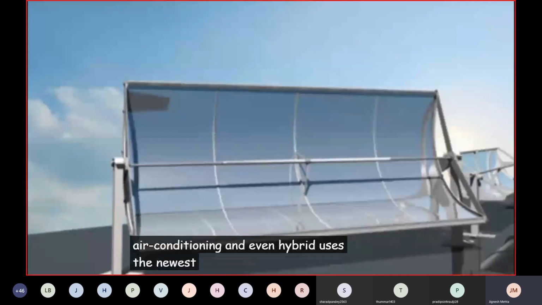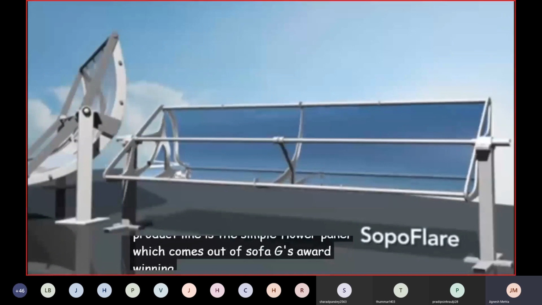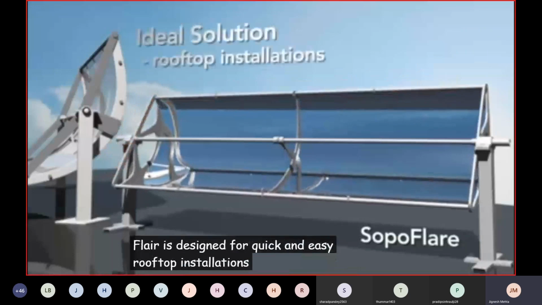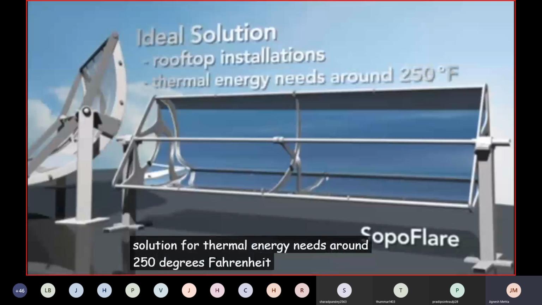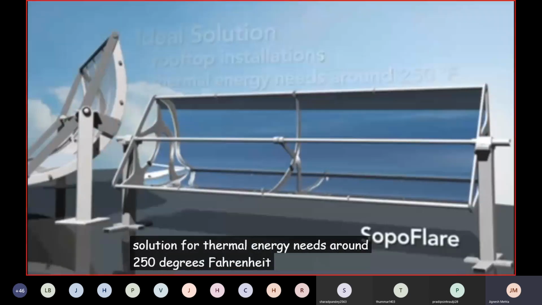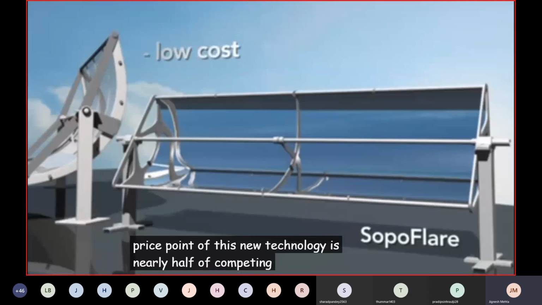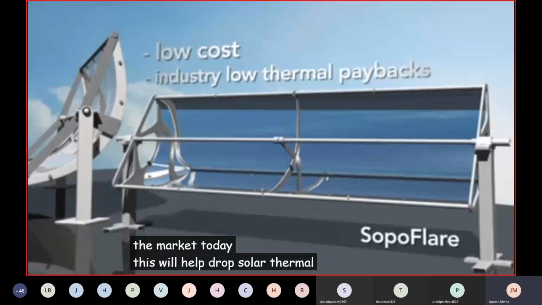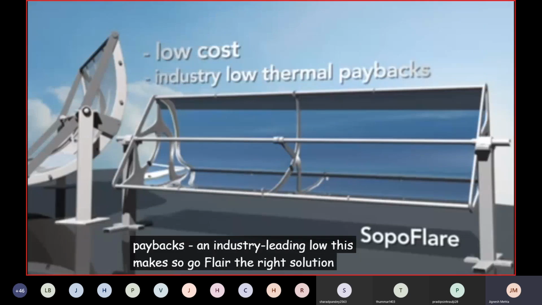The newest collector to the Sopogy product line is the Sopo Flare panel, which comes out of Sopogy's award-winning culture of innovation. At 8 feet long by 2.5 feet wide, Sopo Flare is designed for quick and easy rooftop installations and is the perfect solution for thermal energy needs around 250 degrees Fahrenheit. Sopo Flare comes with one more benefit: it's low cost. The price point of this new technology is nearly half of competing technologies on the market today. This will help drop solar thermal energy paybacks to an industry-leading low. This makes Sopo Flare the right solution for applications such as process heat, solar air conditioning, water desalination, and hot water.